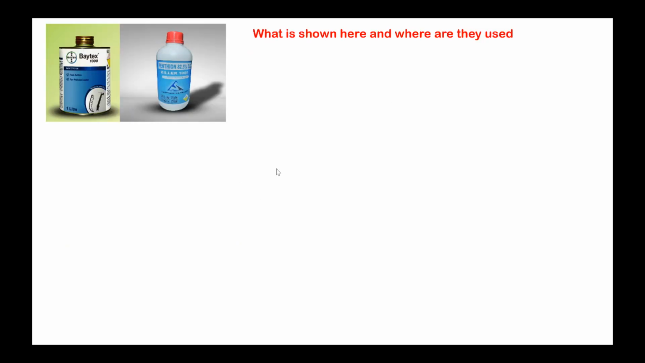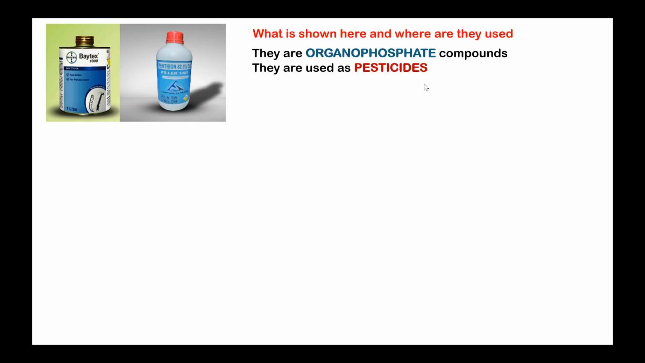What is shown here and where are they used? They are OPC poison compounds. They are used as pesticides. What are the symptoms of organophosphate compound poisoning? There are muscarinic symptoms, nicotinic symptoms, and central symptoms.